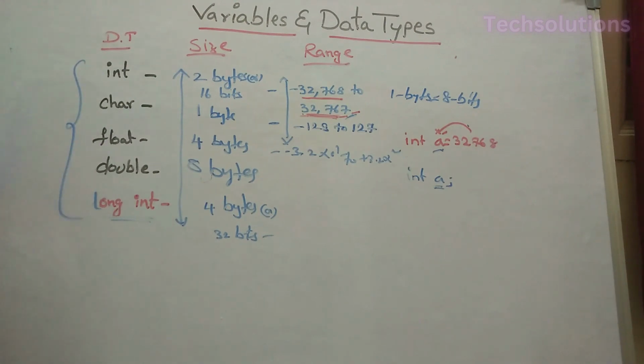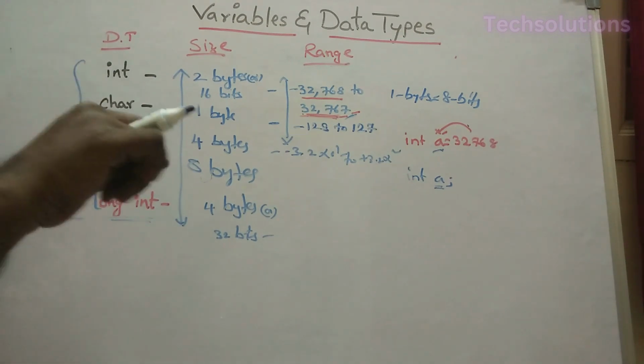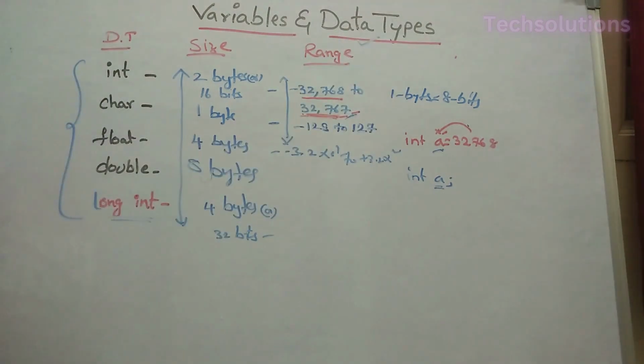Are you clear? What is meant by data type? What is meant by variable? A variable is a name to store a value, and what type of value we can store and how much space has to be provided depends on the data type. Right? I think all of you are clear.